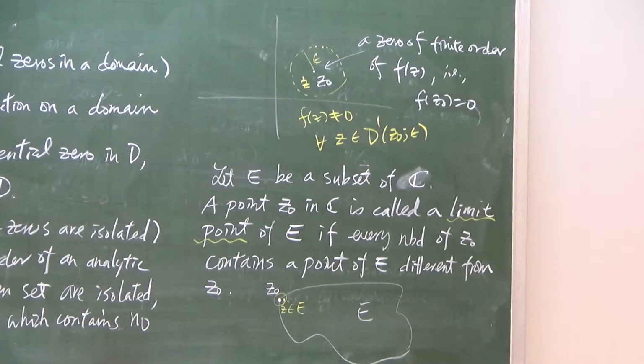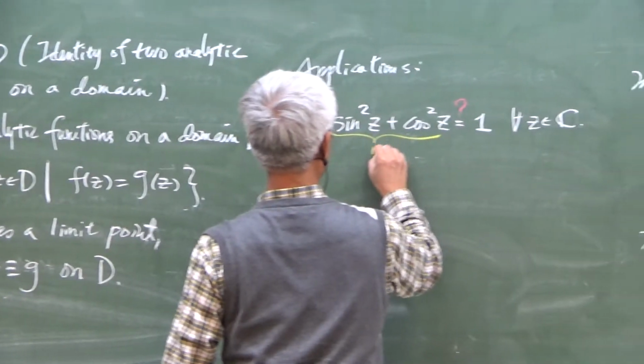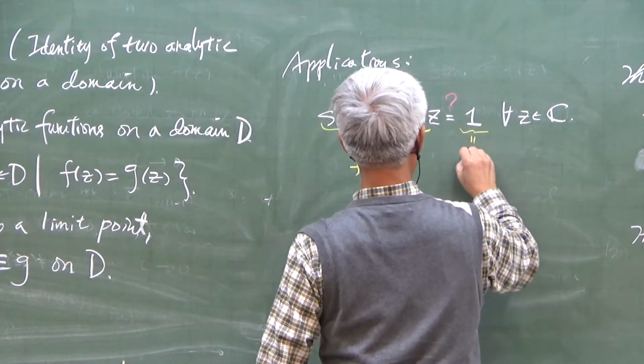Applications. We want to prove the identity sine squared z plus cosine squared z equals 1, and we want this to be true for all z in the complex plane. We define this as f of z, and we define this as g of z.